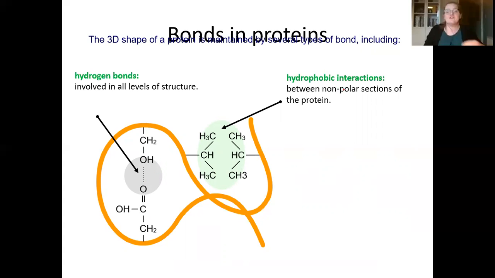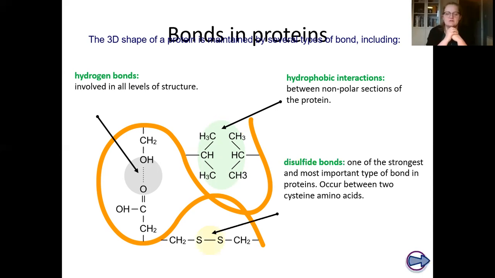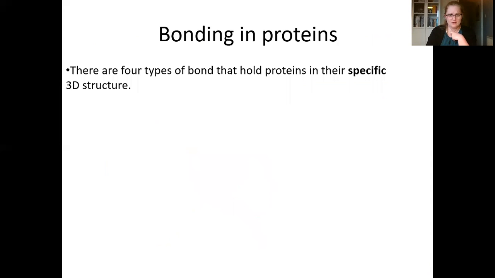Then we have these hydrophobic interactions happening between the non-polar sections of our protein. These are our non-polar R groups, and they have hydrophobic interactions together to make this area that stops any water being passable. Here's one of those disulfide bridges that we just spoke about. These are one of our strongest and most important types of bonds in proteins, and these happen between our cysteine amino acids. And the last one is ionic bonds.